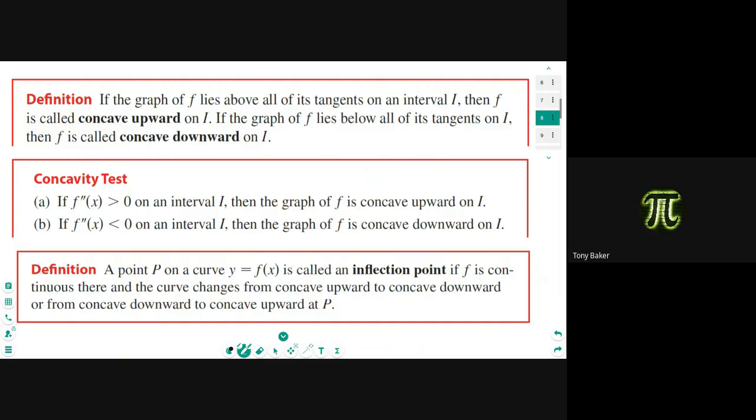The easiest way to look at this is concave up is smiling. Concave down is frowning.